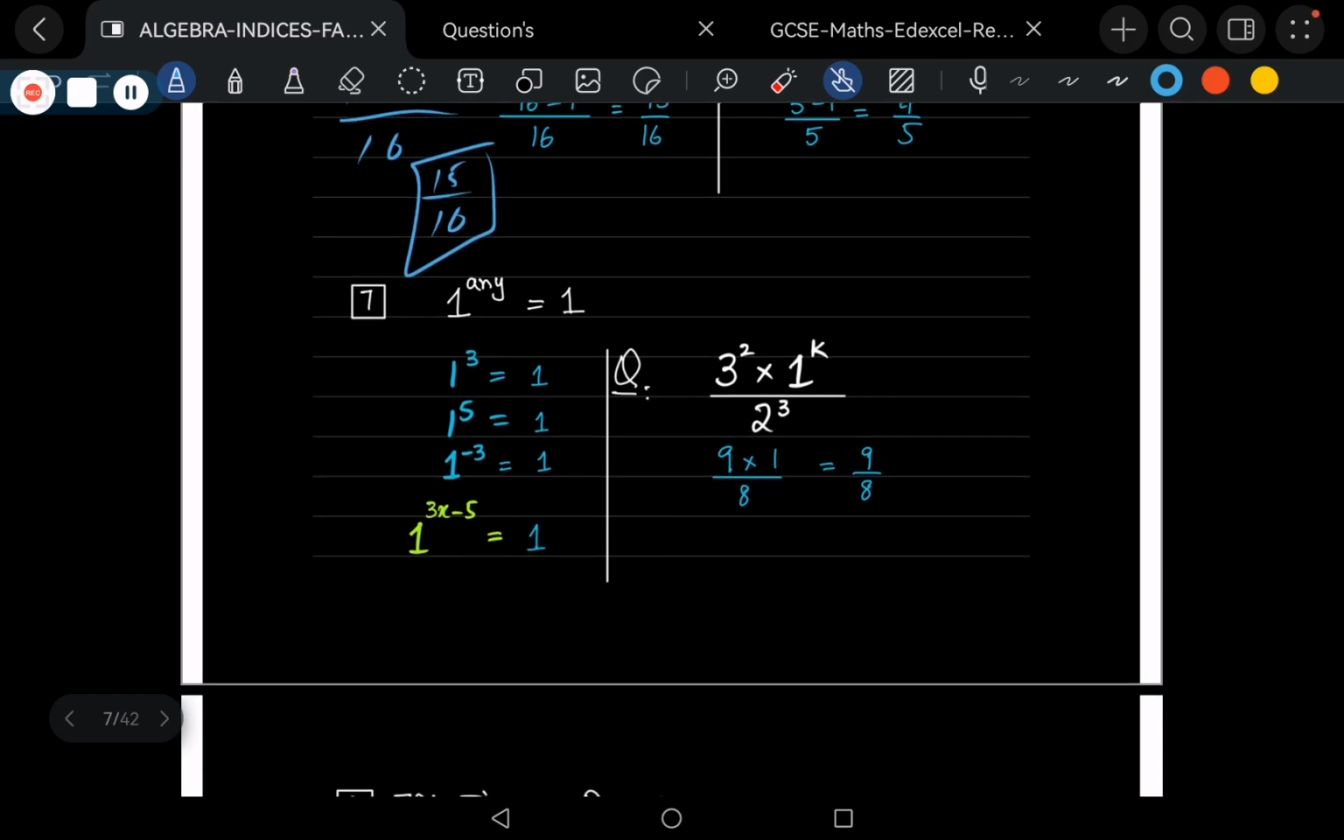Okay. Next one, if we are having 1 to the power any. 1 to the power any means 1 cube, 1 power 5, 1 power 1000, 1 power negative 1000, whatever the power can be. But the base is 1. Its answer is always 1.